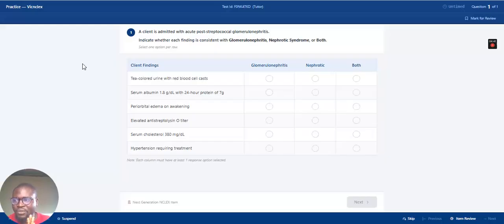So take note of this. This is what is happening in glomerulonephritis. And of course, you know that protein helps to maintain the pull and push pressure. We call it the hydrostatic and then oncotic pressure. These two pressures have to be equal and opposite, just like your Newton's third law. It has to be equal and opposite.